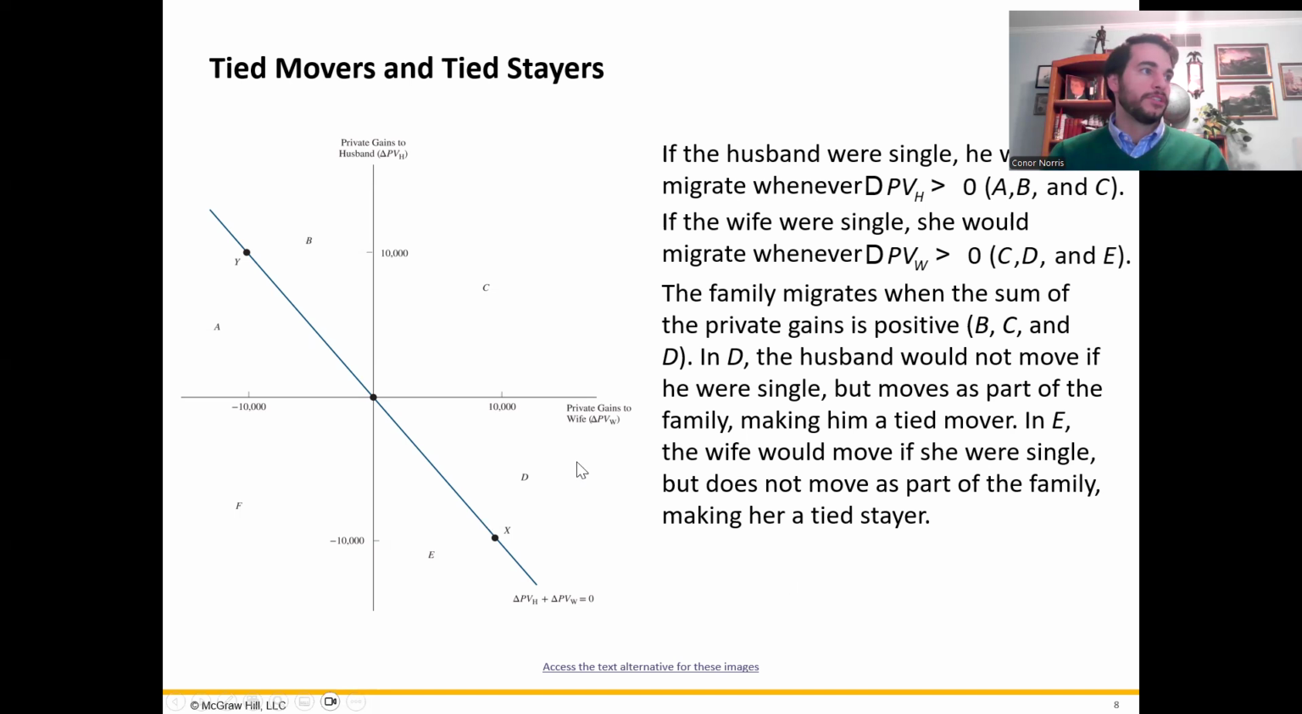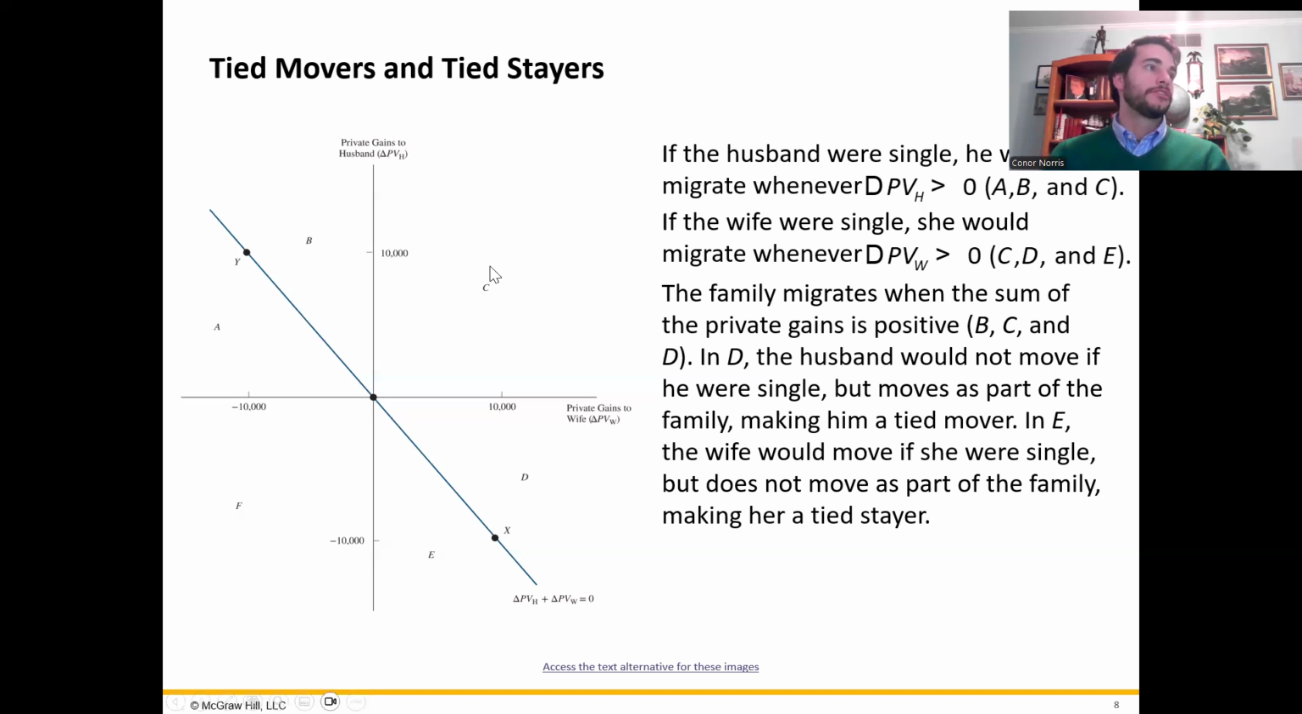Similarly, at point D, we see the opposite thing. So the wife here is the one who benefits, has a large benefit from this move, and the husband has a small negative effect. Her gains are greater than his losses, so they'll end up making this move as well.